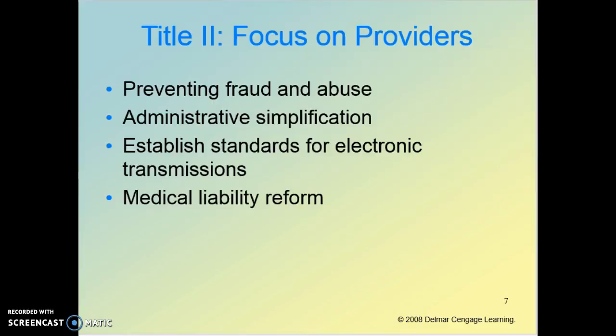Title 2 focuses on the providers, and when we talk about providers, we mean those that are providing service. So this might be doctors, but this could also be laboratories, it could be pharmacies, it could be hospitals, anything along those lines. So some of the focus on providers had to do with preventing fraud and abuse. So in other words, they were not able to maybe make unrealistic claims. So there were things established for that. Certain standards were established as far as electronic transmission so that everyone's doing it the same way. A lot of simplification in this piece of HIPAA. In other words, we're trying to make it as simple as possible for everyone to be able to submit those claims.